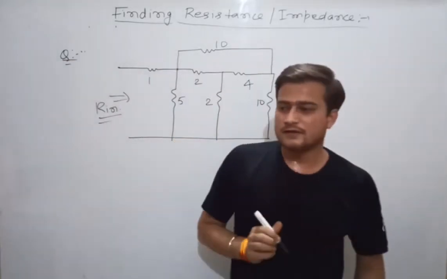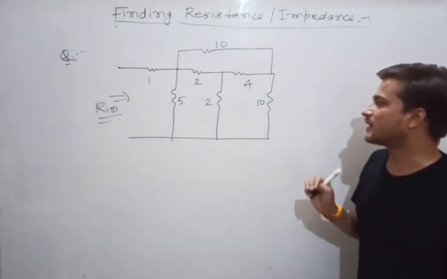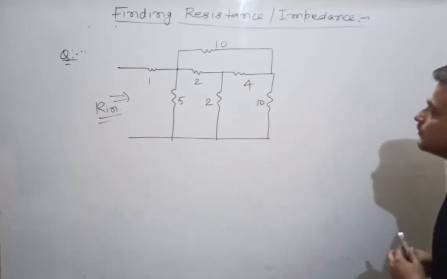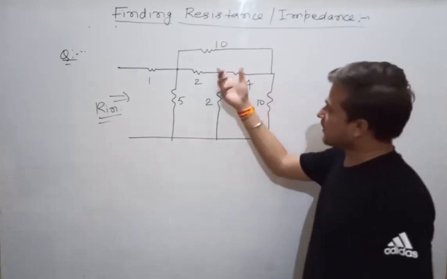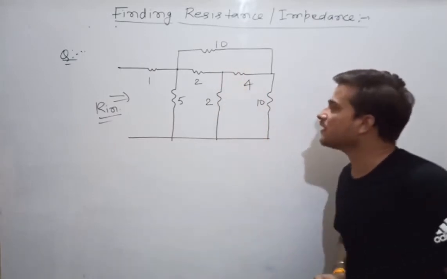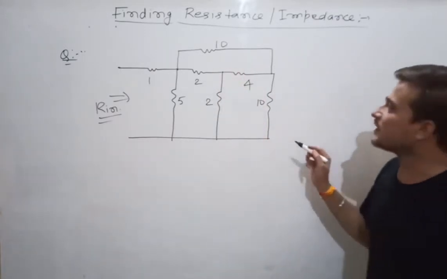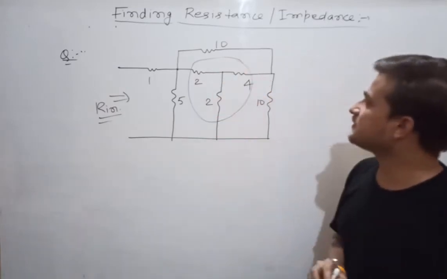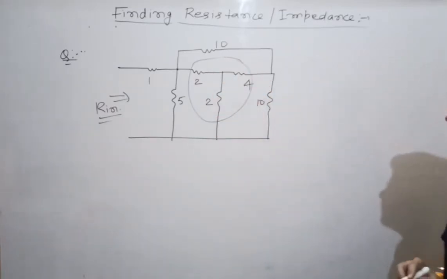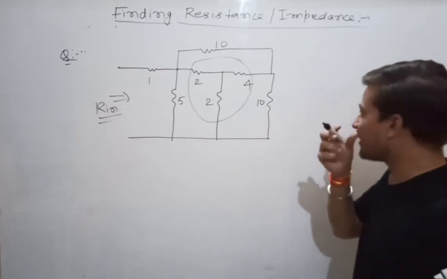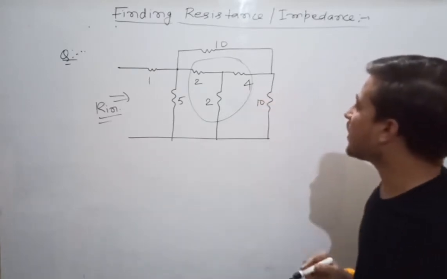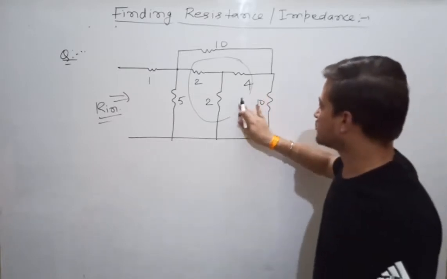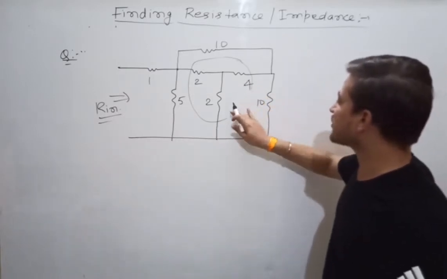See, this circuit is a bit complex. Now what will you have to do? Look at this circuit carefully. You can see that this is a star connection. So now, if you manage to replace the star by a delta network, then you can easily find the answer. So how will you replace this star by delta?